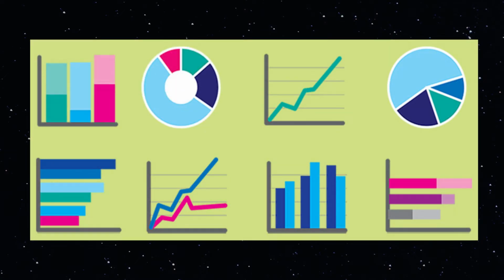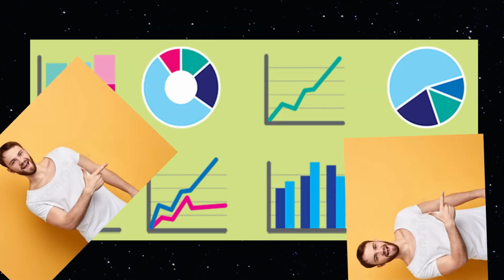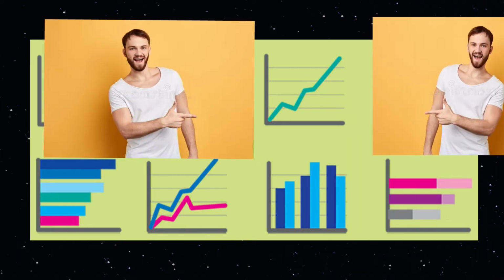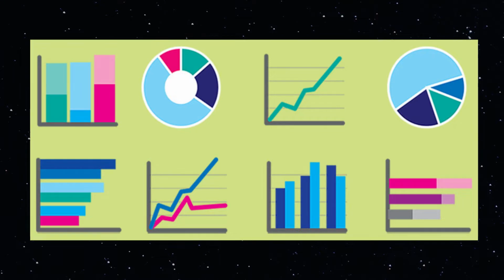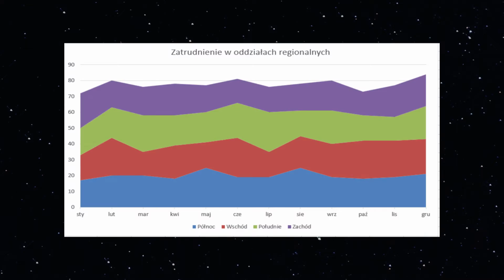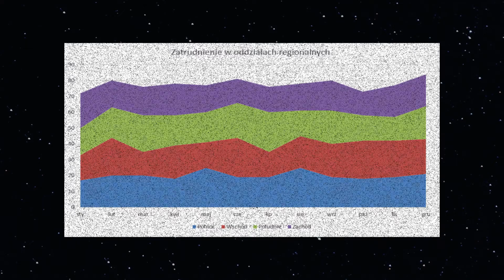There are many types of tables and graphs, like column charts, pie charts, line charts, scatter plot, area charts, and other.